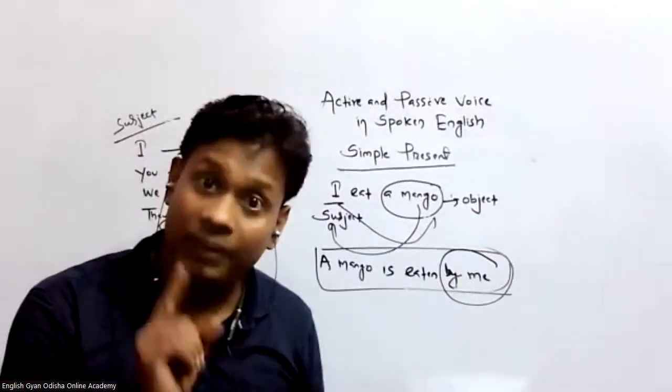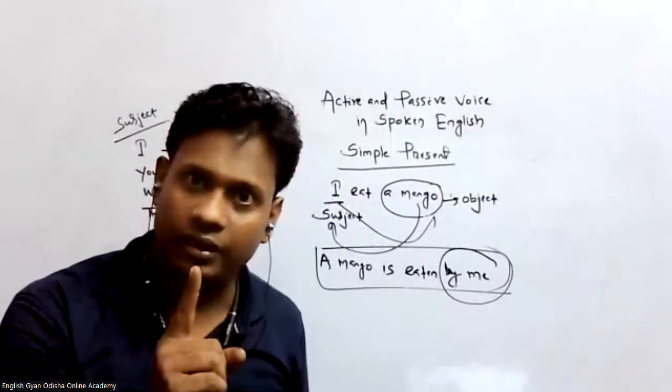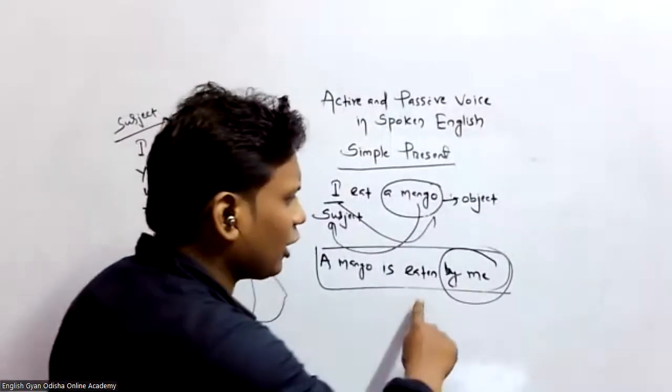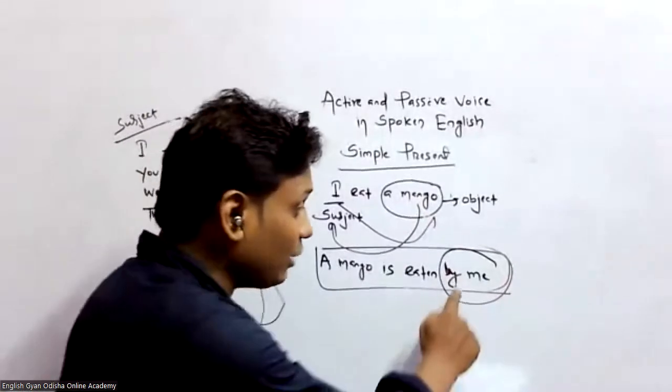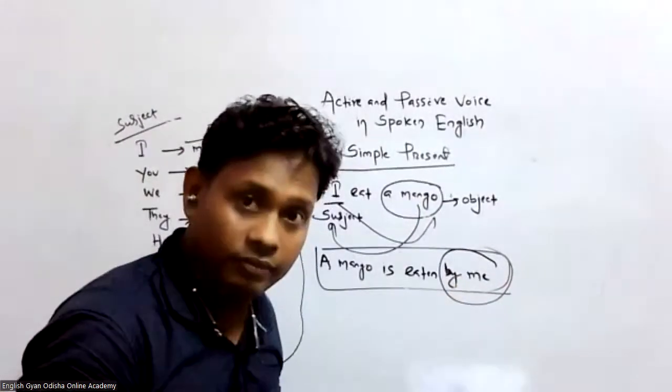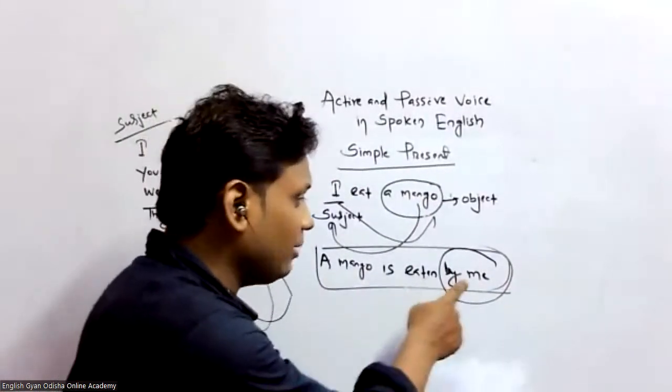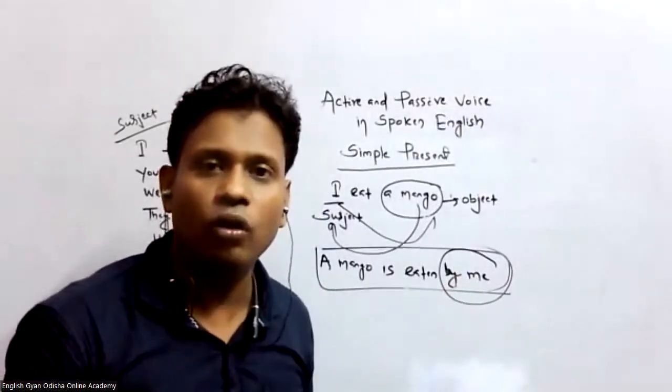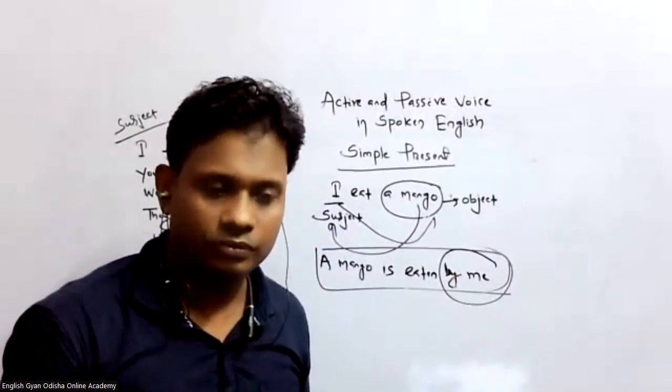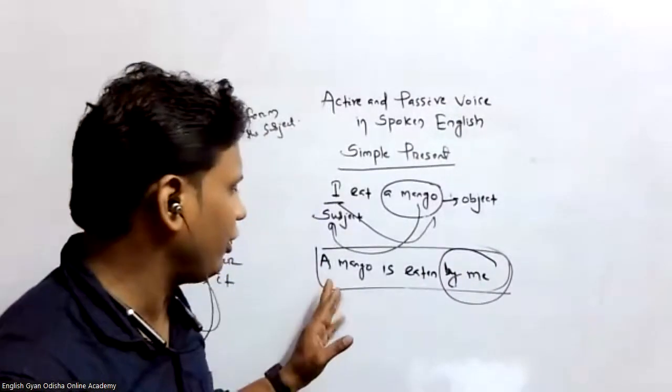So by me is basically a written format. It's more important to try to understand. A mango is eaten by me. Obviously I eat a mango, and it is eaten by me. So it is very difficult for us.